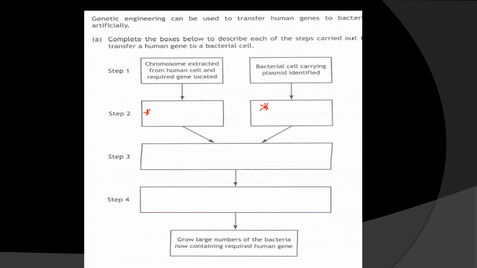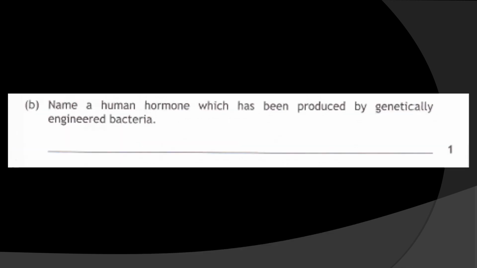Then for step 3, our plasmid would then be cut open and our desired gene would be inserted. And then for stage 4, you'd want to say that your plasmid with your desired gene is inserted into a new bacterial cell, and then your bacterial cell would grow in large numbers. So grow large numbers of bacteria now containing your required human gene. Then we've got name a human hormone which has been produced by genetically engineered bacteria. So that would either be insulin or your human growth hormone.